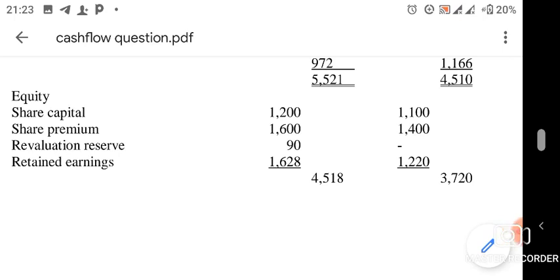Share capital, there's an increase, right? 11 to 12. An increase of 100 kwacha. An increase in share capital is actually an addition in cash. Then people are investing in your company and receiving cash. So we'll keep that figure positive. Share premium is equal to financing, okay, benefits. So you get to also include it. This from 14 to 16. What's that? An increase, 200 increase. You have to record that positive 200.